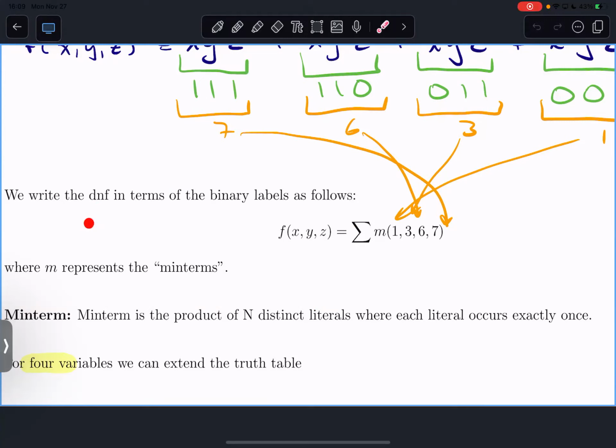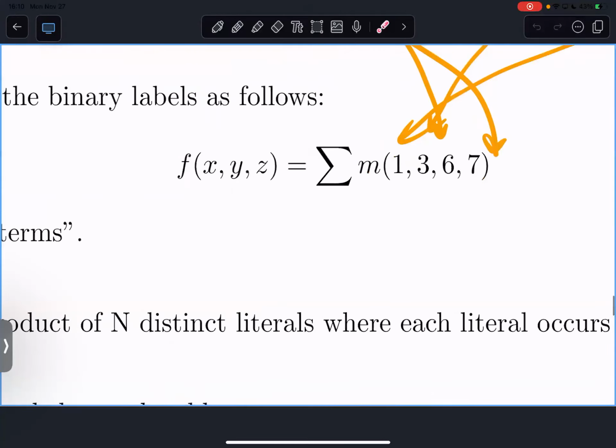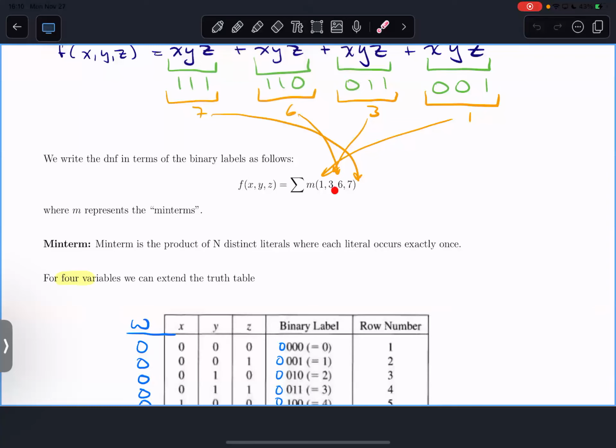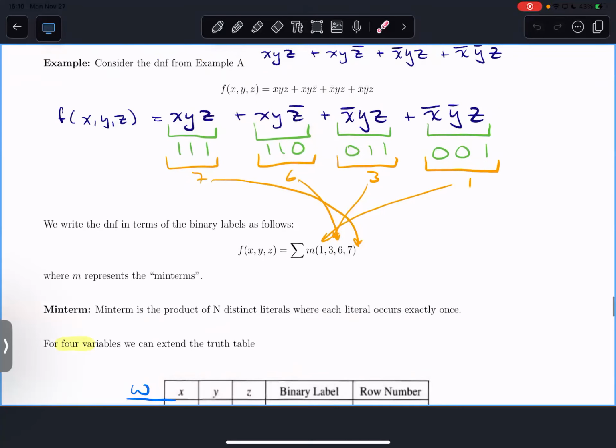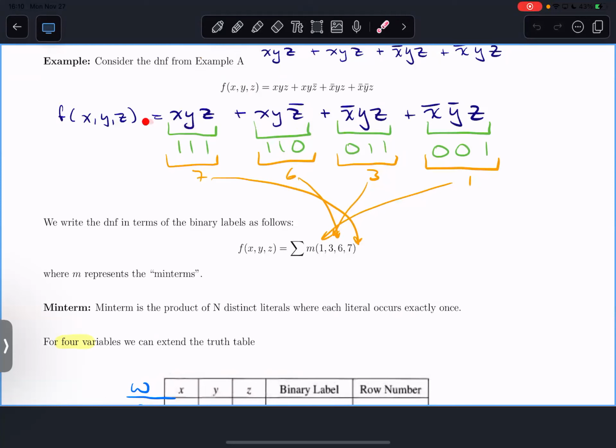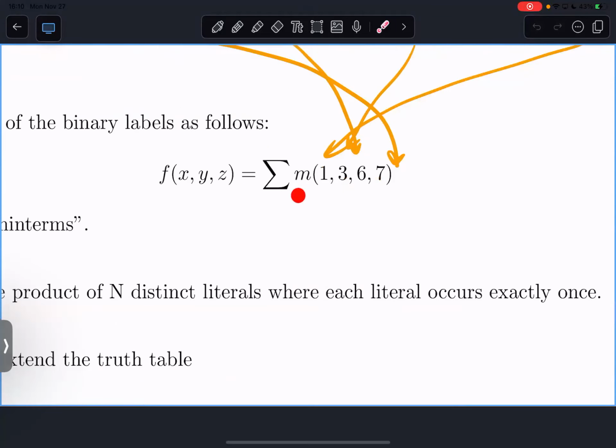So gotta practice. The disjunctive normal form in this case is going to be the sum of the min terms. That's just notation, and you can just put that down. Then you list them in increasing order because otherwise it's hard to read. So you have 1, 3, 6, 7. Instead of saying this is the disjunctive normal form of f of x, y, z, you can say it's the sum of the min terms of 1, 3, 6, and 7.